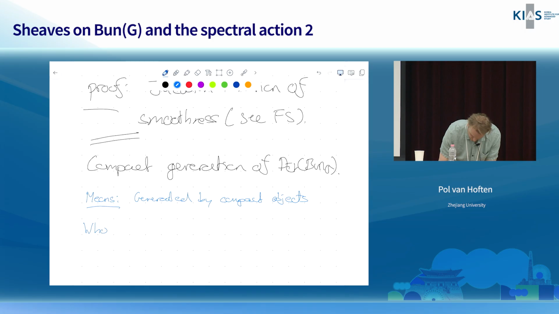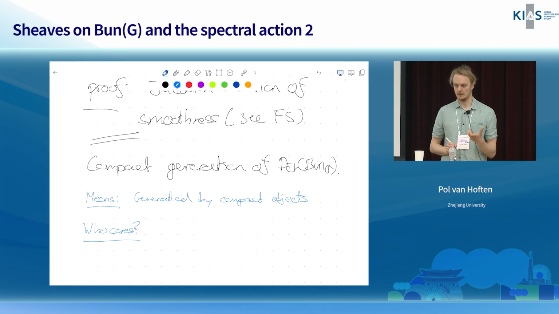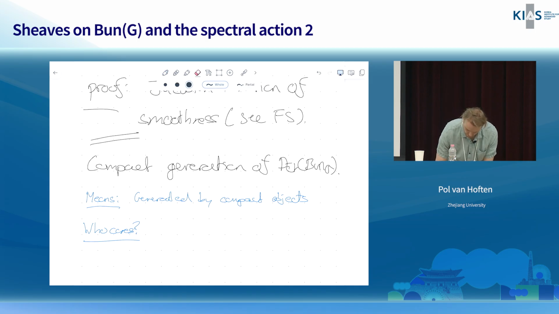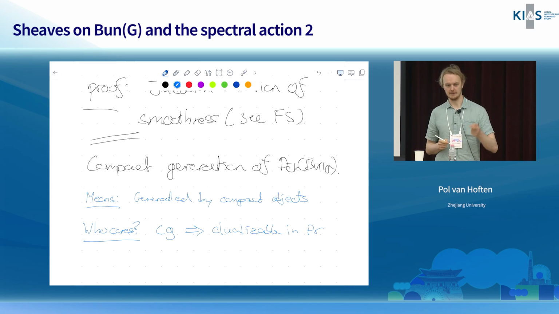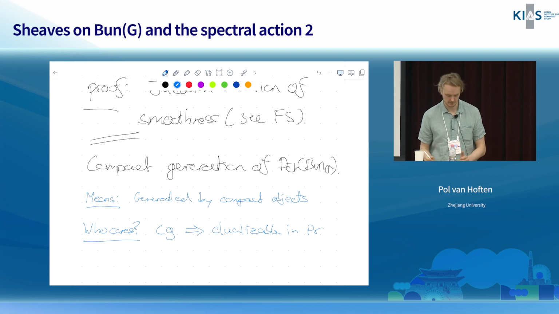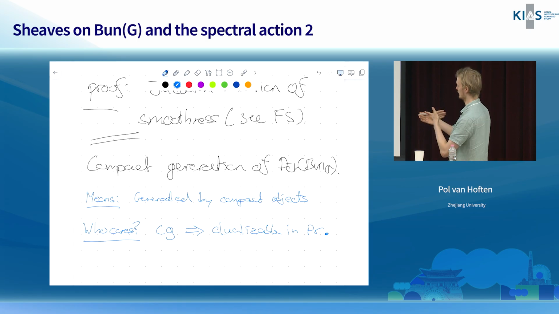And who cares? Well, we saw yesterday that compactly generated implies dualizable in PR. Okay? So this is certainly used at a number of points in this paper of Hansen and Mann. So this is one of the reasons you might care about this. So it sort of links in a small way to the talks of Arnaud. Okay, and so what is a compact object?